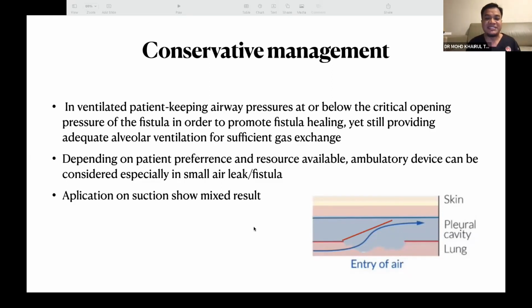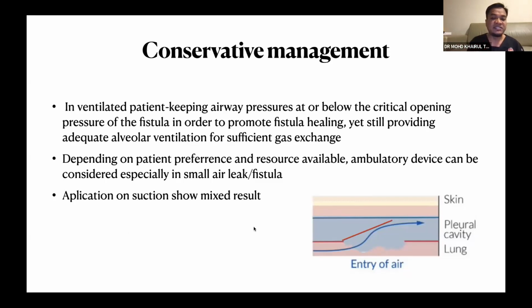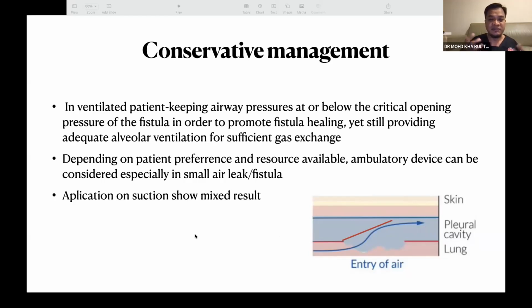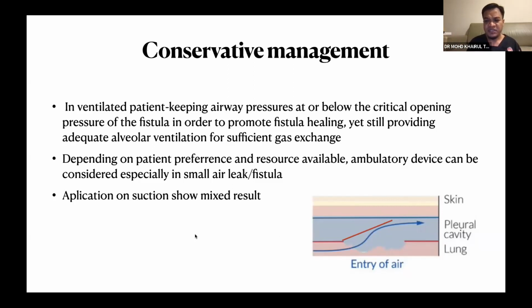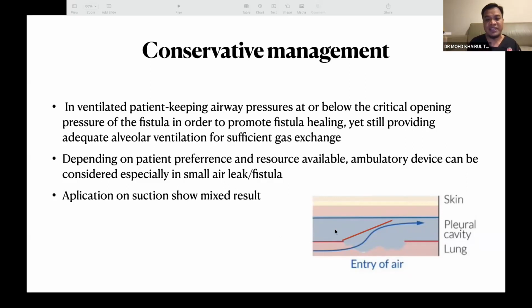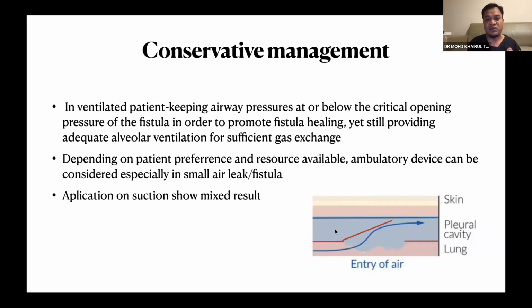The other school of thought says that if the air leak is small, the volume of air leak is very minimal, and the suction is a high volume suction, you can immediately suck all the air out of the pleural cavity and leave the visceral pleura and fistula attached. You just need to keep it for 24 to 48 hours, and eventually it will heal by itself and the fistula will close. So it's really a mixed result on this issue.